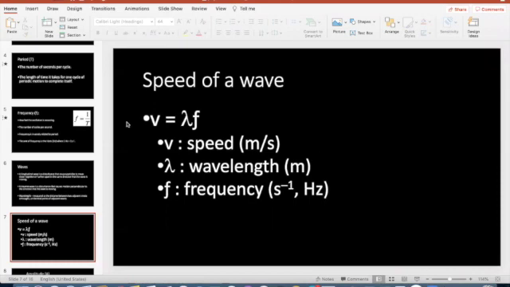All right, so the speed of a wave, or how fast a wave is traveling, is the wavelength, lambda, times f, which is our frequency in hertz, or seconds to the -1 power.